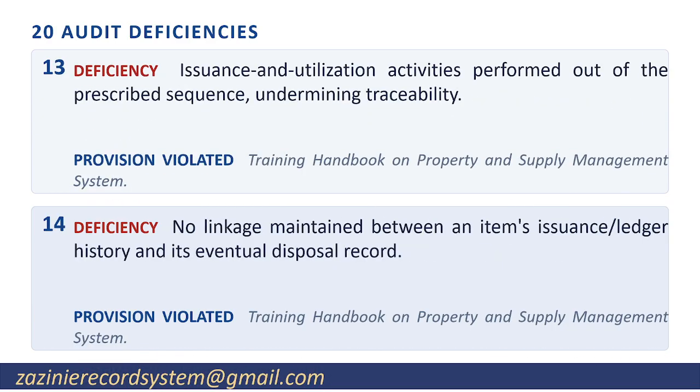20 audit deficiencies. Number 13. Deficiency: issuance and utilization activities performed out of the prescribed sequence, undermining traceability. Number 14. Deficiency: no linkage maintained between an item's issuance or ledger history and its eventual disposal record. Next slide.